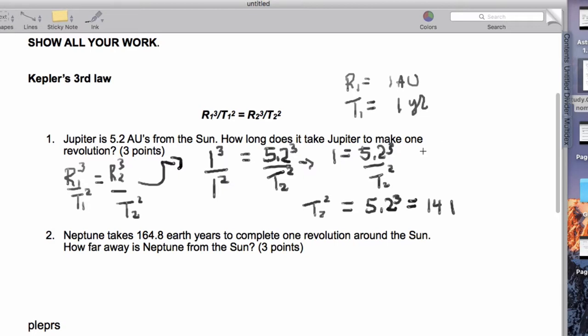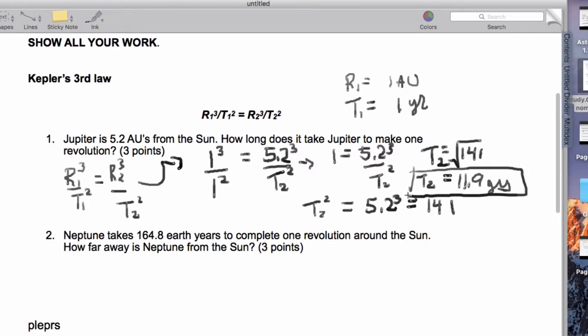So Jupiter's year is going to be the square root of 141, which is going to be in Earth years. So for every year that Earth takes, Jupiter is going to take about 11.9 years. So about 12 years for Jupiter.